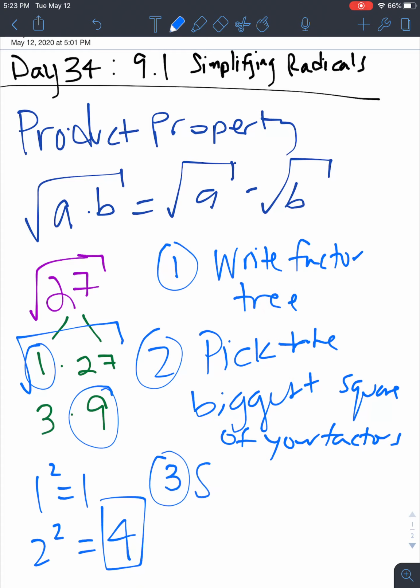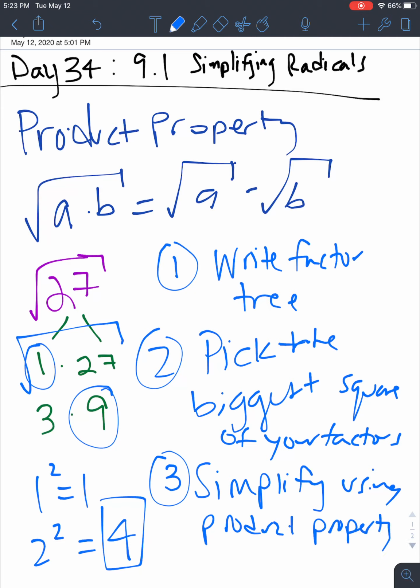Your third step is to go ahead and simplify using the product property. So we already did step 1. We wrote our factor tree. Step 2 is we have to pick the biggest perfect square of our factors. I know we said we had 1, but that one is not as big as 9, right? So 9 is our biggest perfect square.